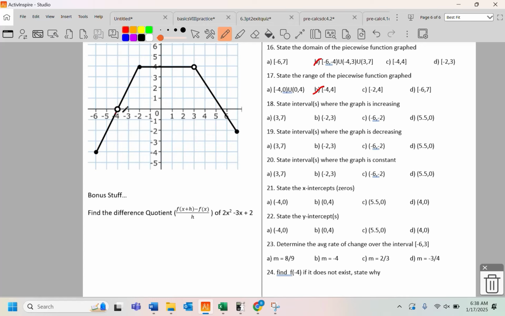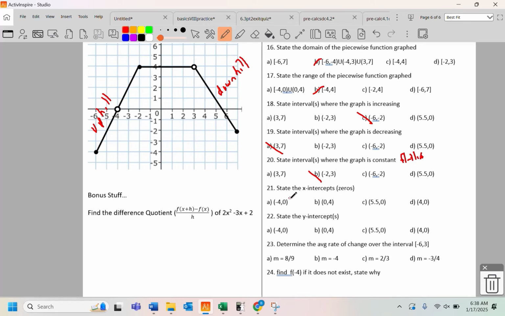And I didn't like the way I wrote this one, but you just kind of ignore that. You increase from -6 to -2. This is uphill. You decrease from here to here, so from 3 to 7, because this is downhill. Constant means flat line. You're constant from -2 to 3.